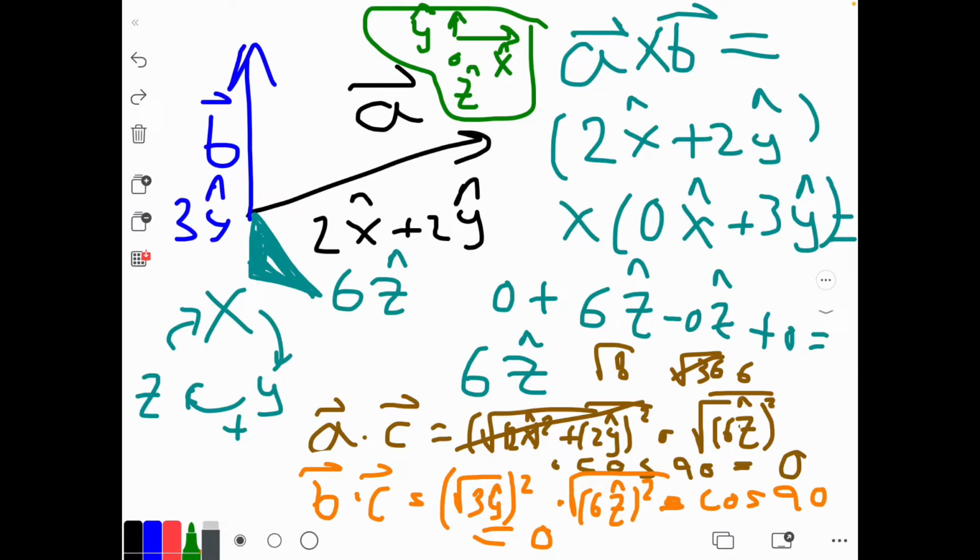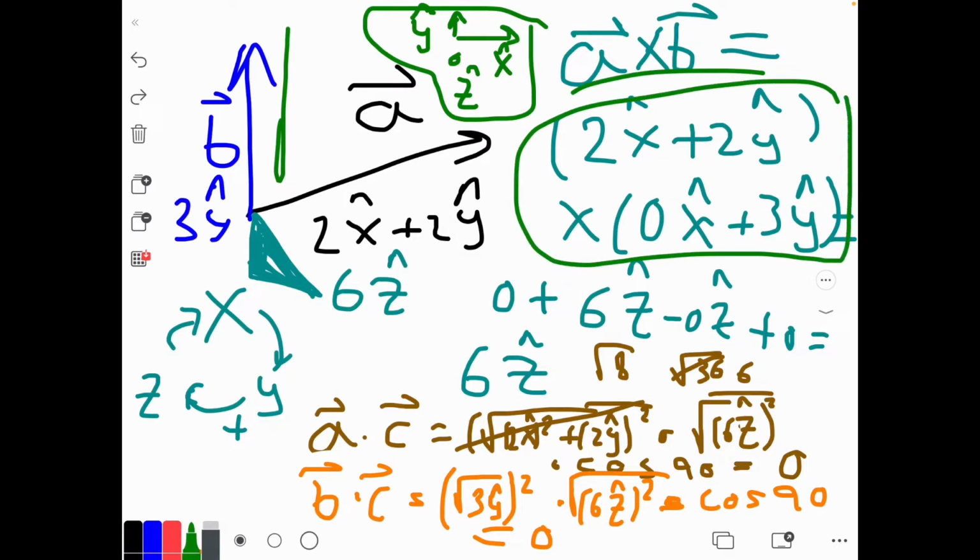Vector A is going to go 2 towards the right, so it's going to be 2 x hat. And then B is going only 3 up, so it's going to be 3 y hat. Now if I want to do a cross product, I'm going to do the FOIL method, and I'm going to do 2x hat times 0x hat plus 3y hat, and then 2y hat times 0x hat times 3y hat.